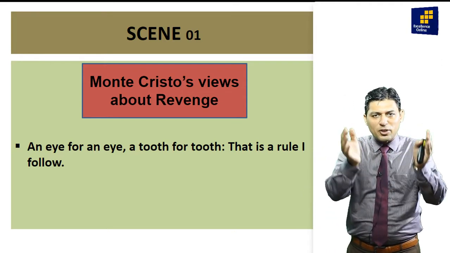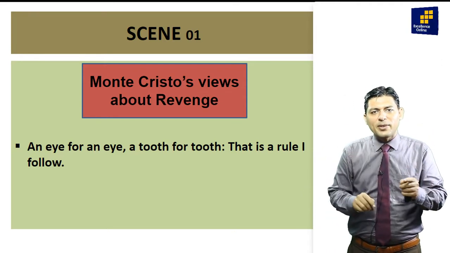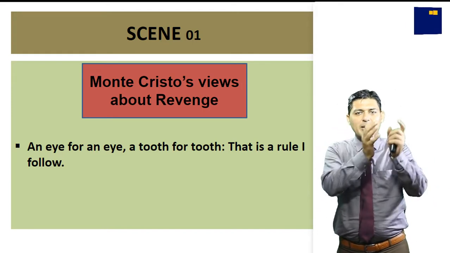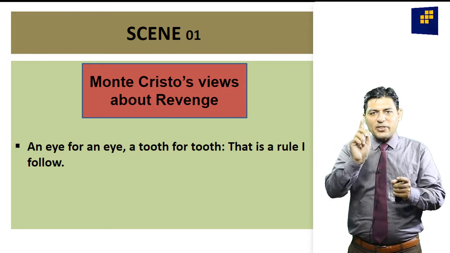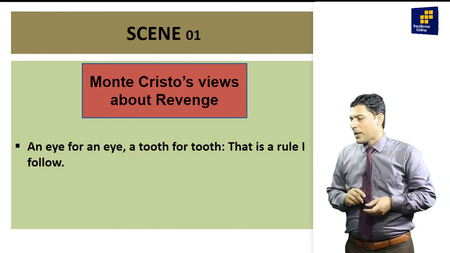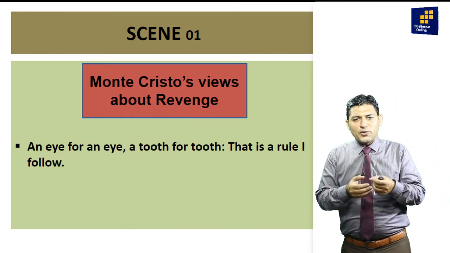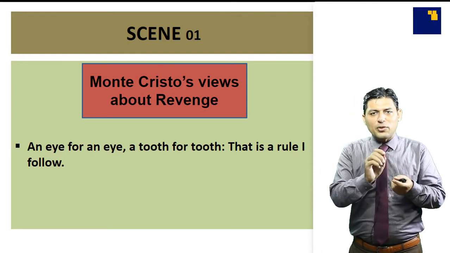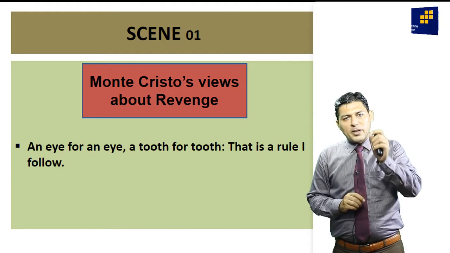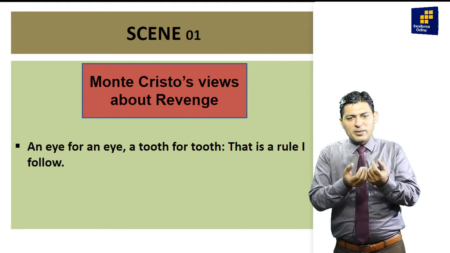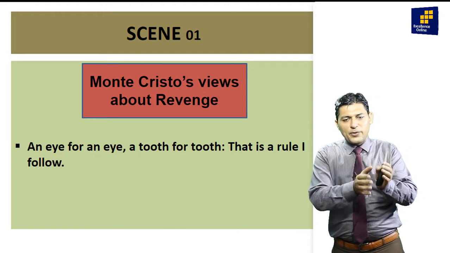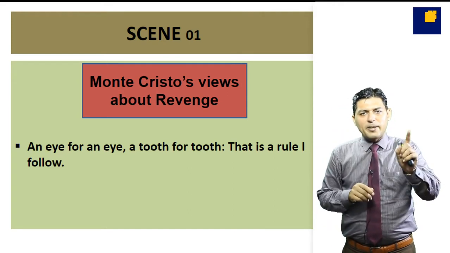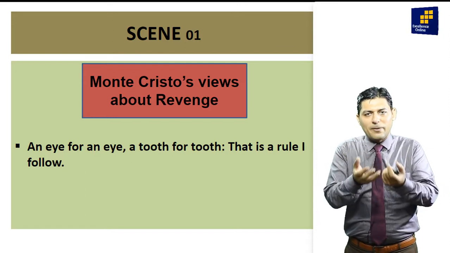We have two different situations: forgiveness, and next, taking revenge. In some places forgiving is better, in some places taking revenge is better. He is discussing his views regarding a duel. In papers we have one question about duel or revenge: what were the views, opinions of Count of Monte Cristo regarding duel or revenge? So you must quote, you must mention this statement: an eye for an eye, a tooth for a tooth. That's the rule I follow.